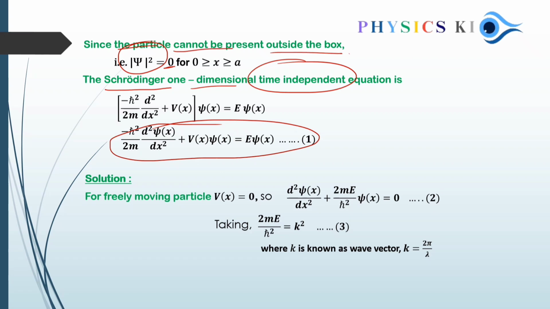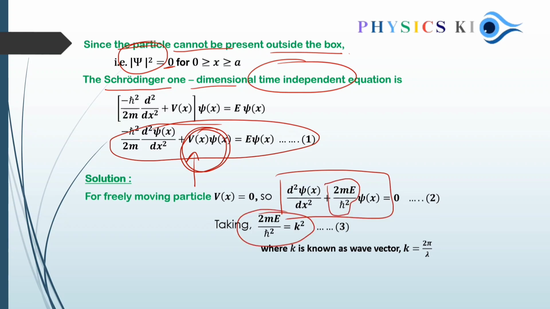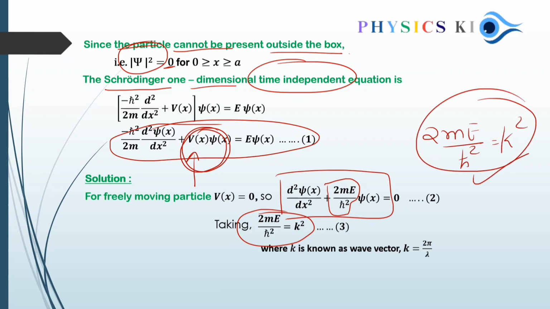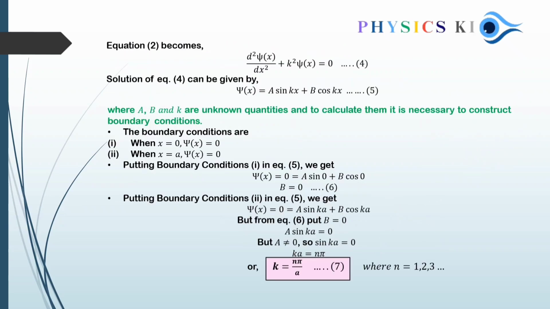Okay, now try to solve this. See, our particle is free, that means the V value is 0. So put the 0, only the remaining terms are left. Now assume 2mE by h cut square is equal to k square, just as a constant. Always remember this is for assumption. Try to simplify it, so our equation becomes this.